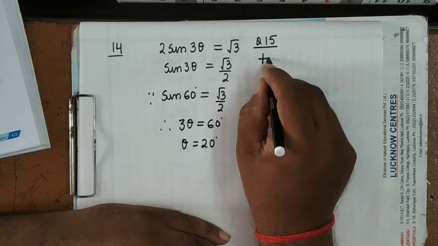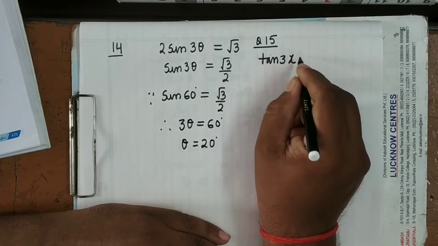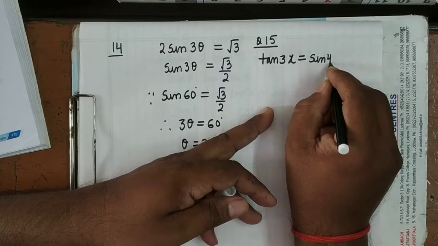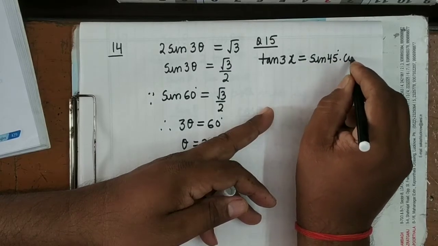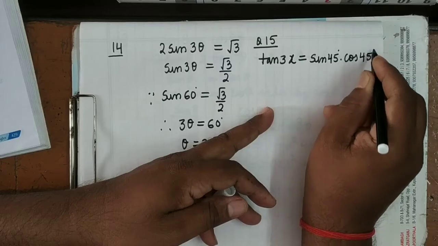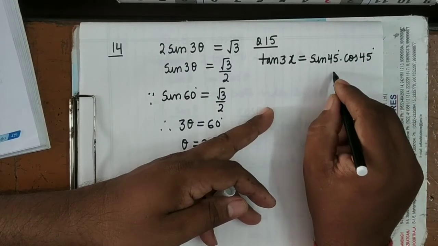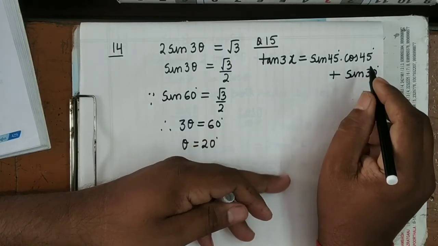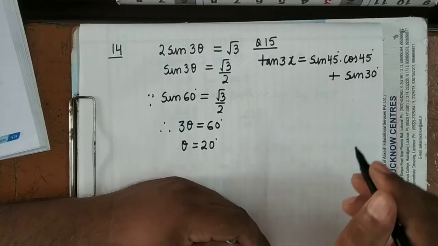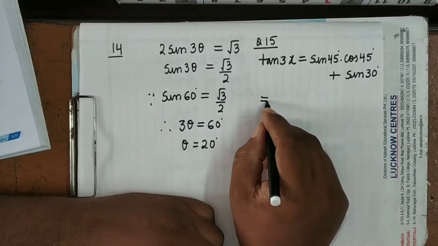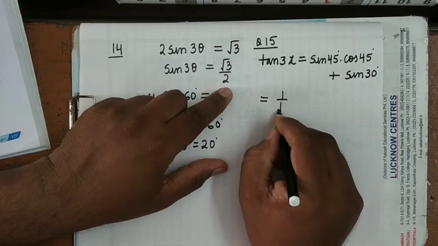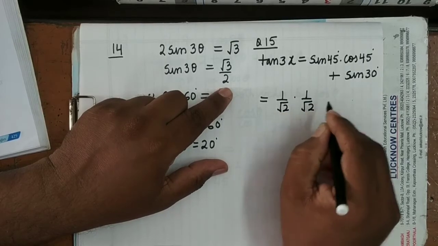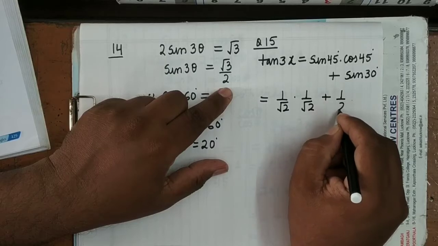Tan 3x, this thing is given. Tan 3x equals sin 45 degree into cos 45 degree plus sin 30 degree. You have to find the value of x. So see here, what is sin 45 degree? It is 1 upon root 2. Cos 45 is 1 upon root 2. And sin 30 is 1 upon 2.